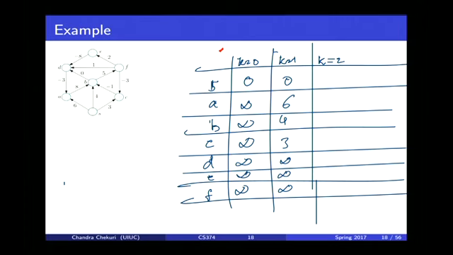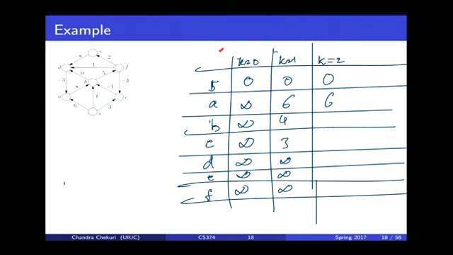Now 2 is more interesting. What is the shortest walk length from S to some vertex with 2 edges? For S to S it is 0. For S to A, what should it be? It is either 6 or, again you do the calculation, how can you come into A? Well, this is still infinity, so for k minus 1, that is 1, you just get 6.